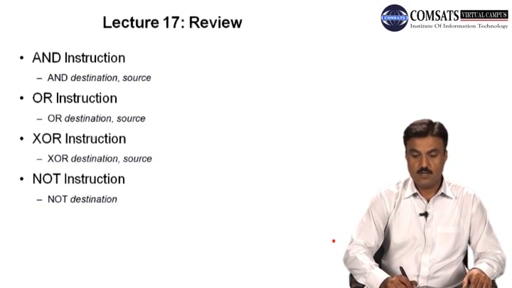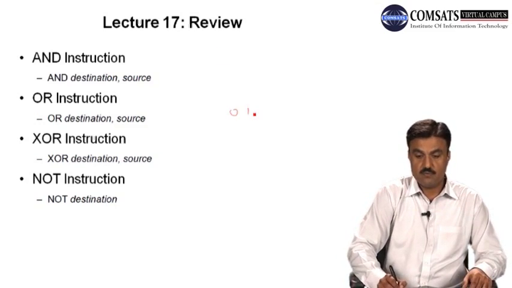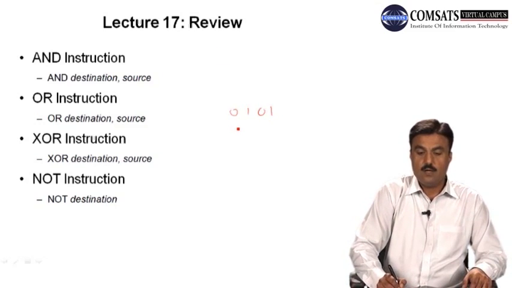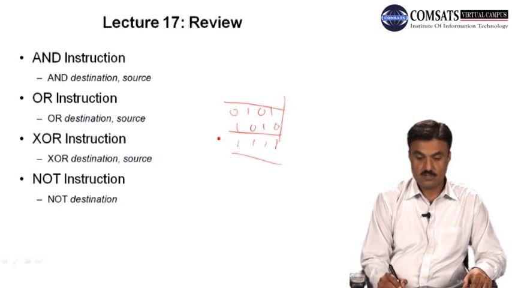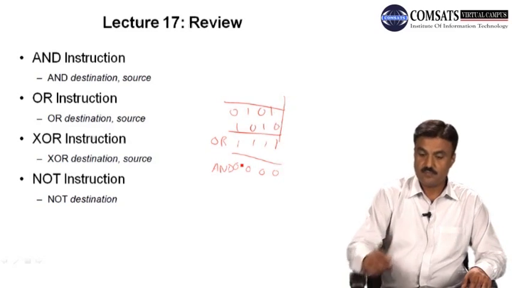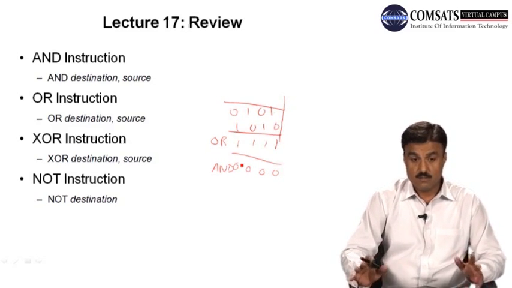For example, we have the bit pattern 0, 1, 0, 1 and so on, and the next one is 1, 0, 1, 0 and so on. If we perform the OR operation, it will be 1, 1, 1 and 1. And if we perform the AND operation for this same bit pattern, then this will become 0, 0, 0 and so on. So we discussed all these instructions.